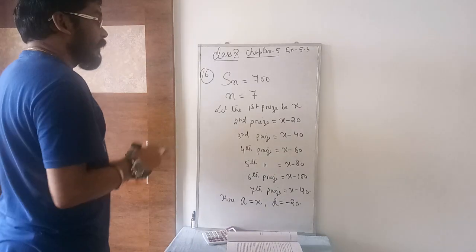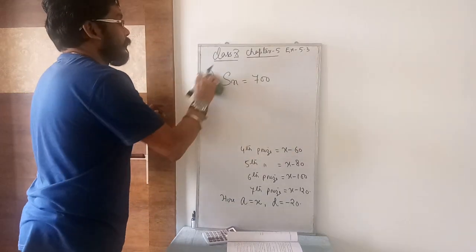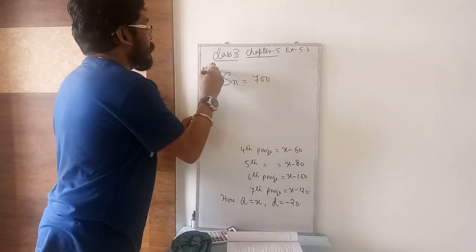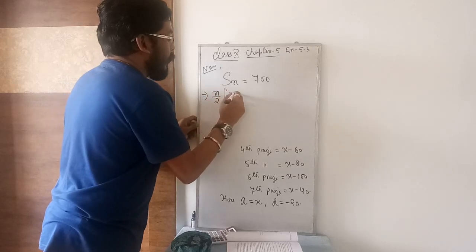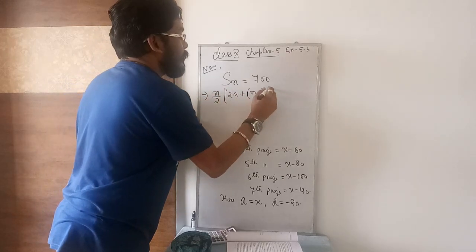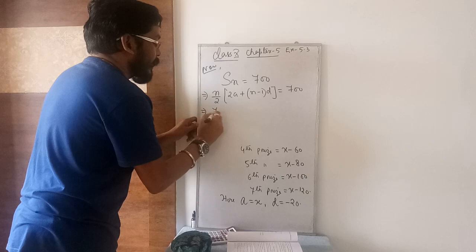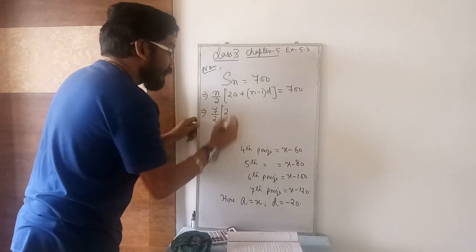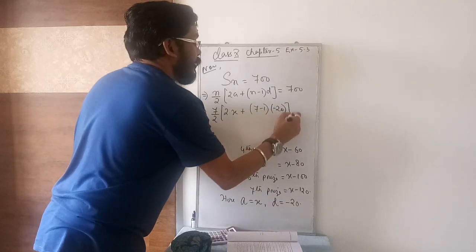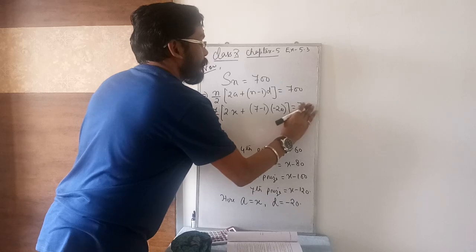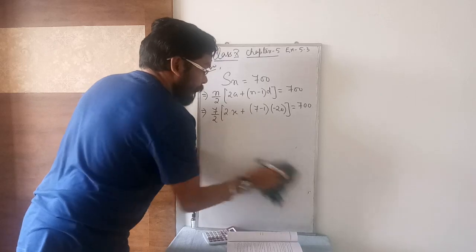Okay. Now I'll start from this. So now what is your Sn? Sn is your 700. So what is the formula of Sn? n by 2 into twice a plus n minus 1 into d equal to 700. You have given the general formula. n is the number of prizes, 7 by 2. Your a is your x, n is 7 minus 1, and d is minus 20, equal to 700. Okay, clear? Now I will continue with the sum.